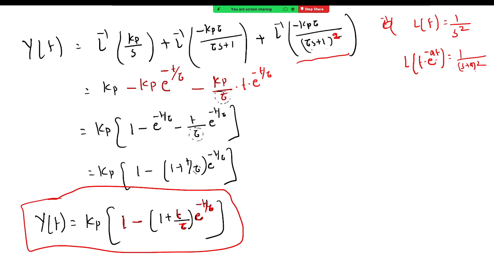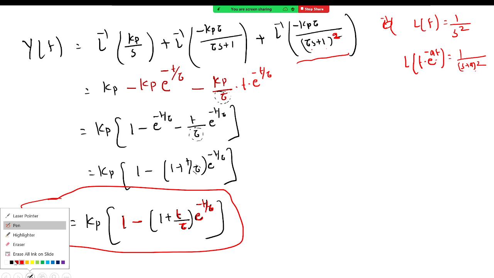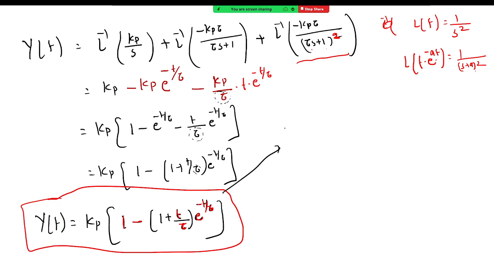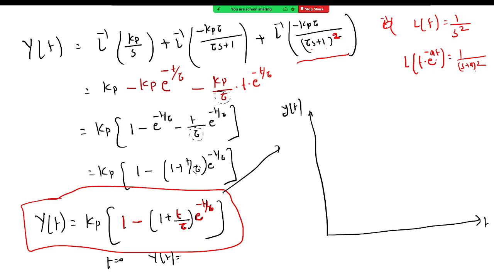Now we have to understand how the plot will look. If I want to draw the plot of this function for a second order step input, at t equals 0, what will happen? y(t) equals Kp times 1 minus (1 plus 0) times the exponential term, so the exponential term becomes 1. So 1 minus 1 is 0, and your y(t) will be 0.